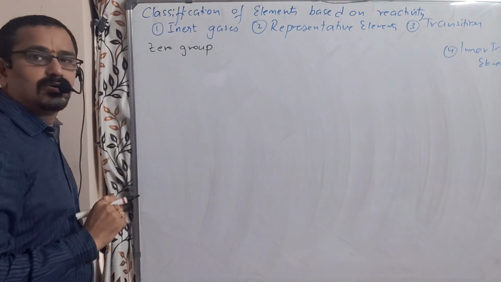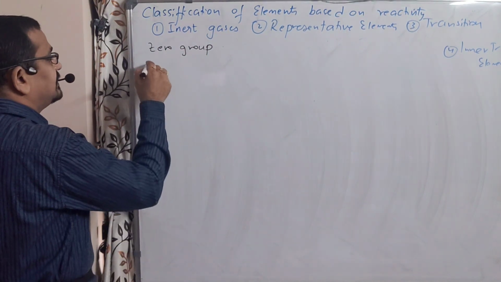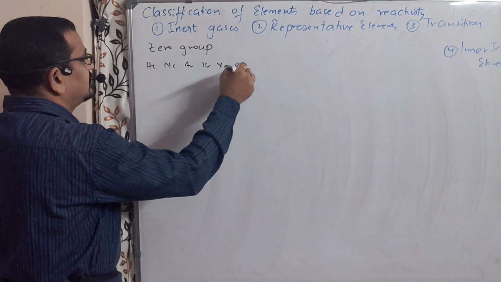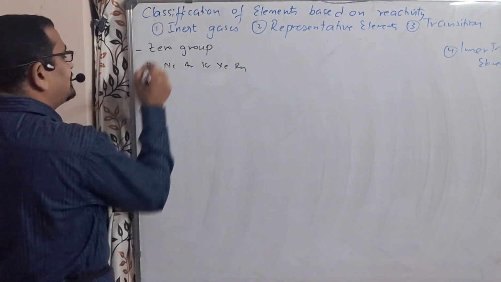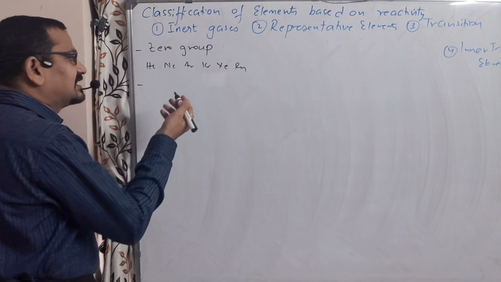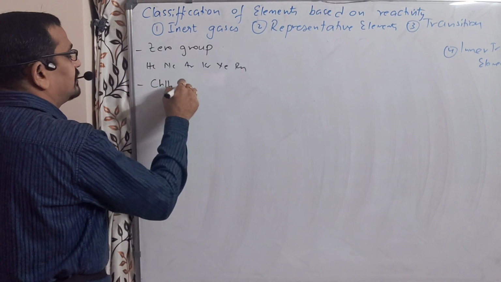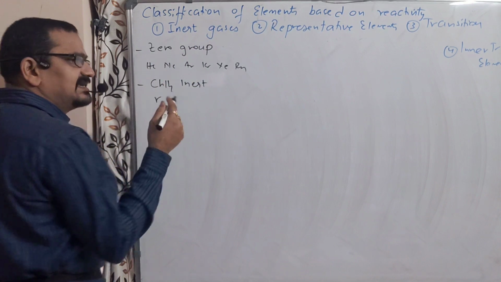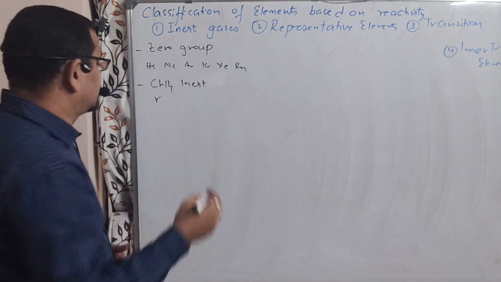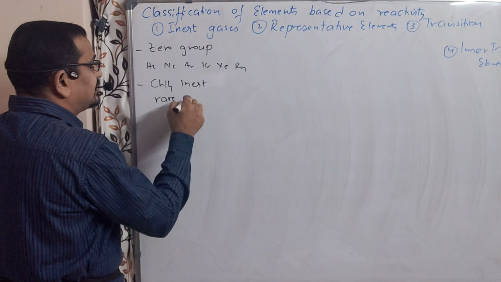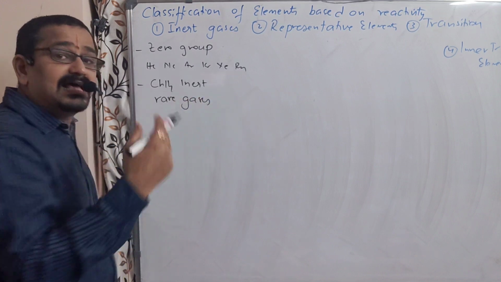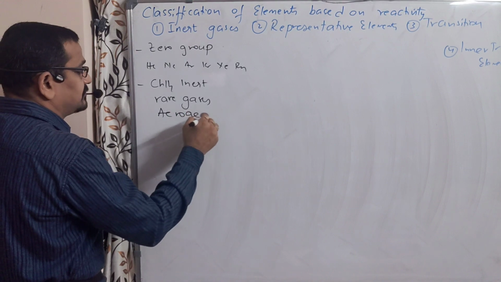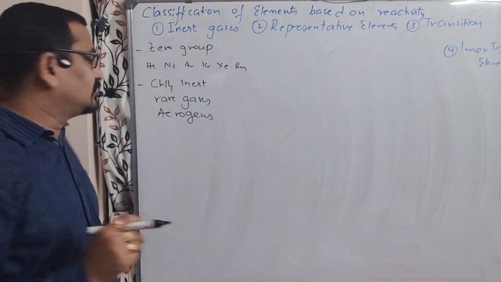Inert gases means elements of zero group. Elements of zero group are called inert gases. What are they? Helium, neon, argon, krypton, xenon and radon. Why are they called inert gases? They are chemically inert. That's why they are called inert gases. And as they are very rare in atmosphere, they are also called rare gases. As they are available in air, they are also called aerogens.